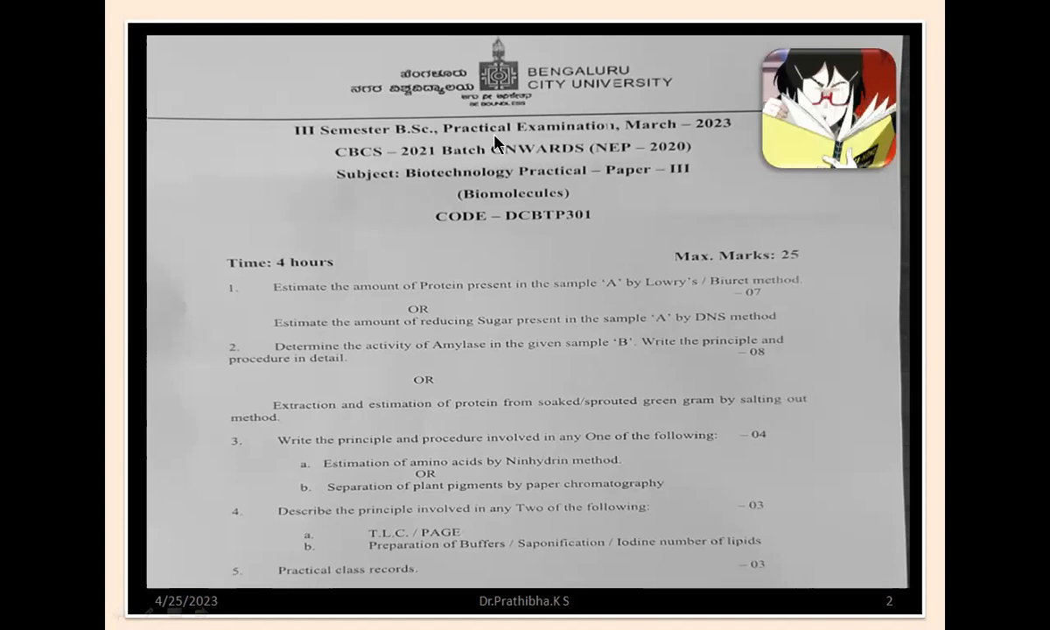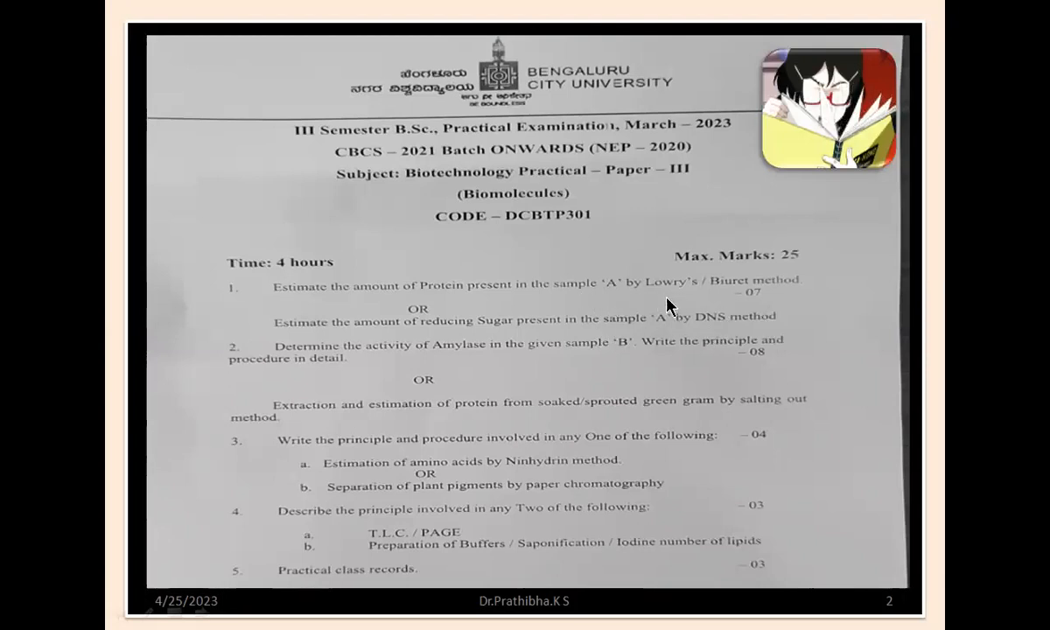DCBT-P301, third semester BSc practical examination, 2023. Time 4 hours, maximum marks 25. Question number 1, estimate the amount of protein present in the sample A by Lowry's method or Biuret method. And this carries 7 marks. Or, estimate the amount of reducing sugar present in the sample A by DNS method.